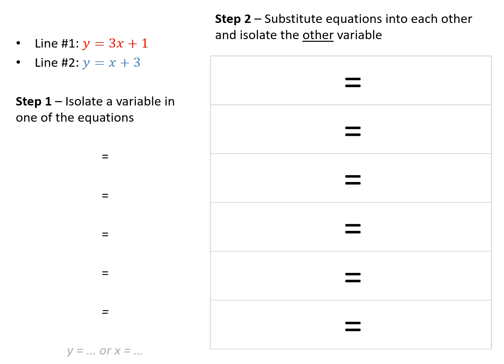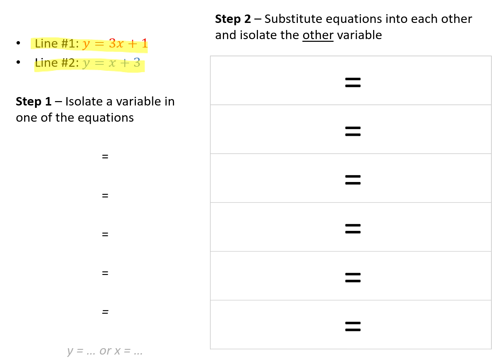In today's lesson, we'll be learning how to determine the point of intersection through the method of substitution. Over here, we have the equation of two lines, y equals 3x plus 1 and y equals x plus 3. We want to figure out where they intersect.